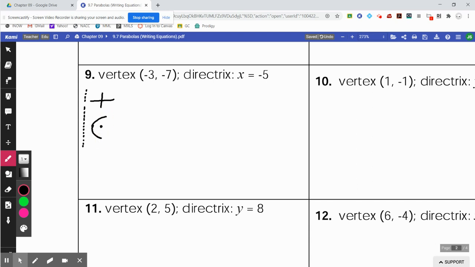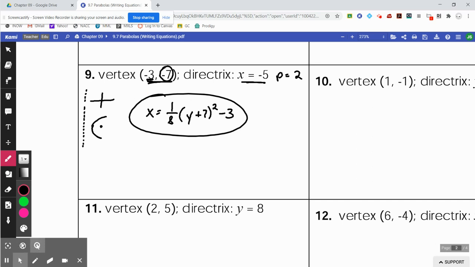This thing's going to open to the right. So that's going to be an x equals equation, and my p-value should be positive. To find that distance, all you have to look at is the x equals -5 and the x equals -3, and that's going to be a distance of 2. And again, since it opens to the right, that's going to be a positive p-value. So we have x equals 1 over 4 times p, which would be 1/8. We put our y inside of here. Now let's look at our vertex. To move our y value down 7, we're going to put +7. To move it left 3, we do exactly what it says. We put the -3, and there would be your parabola. Okay, number 10.